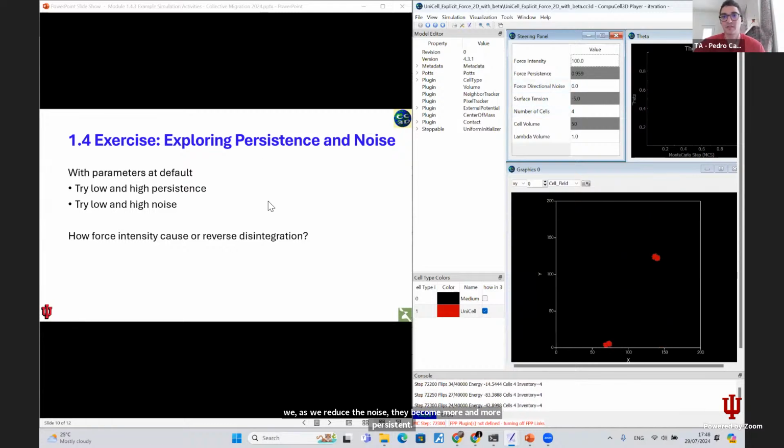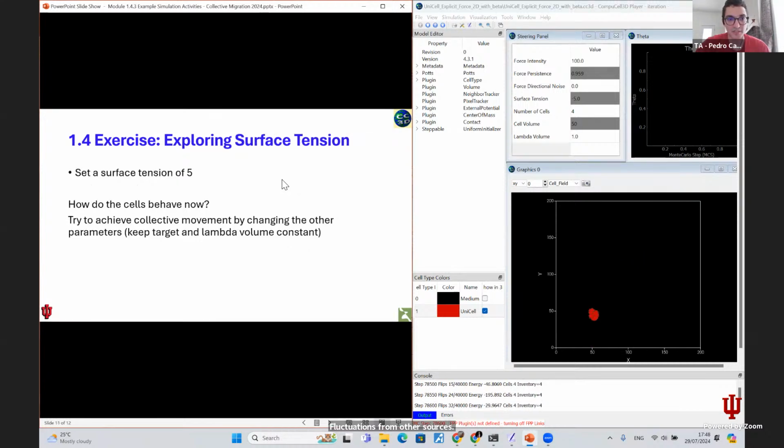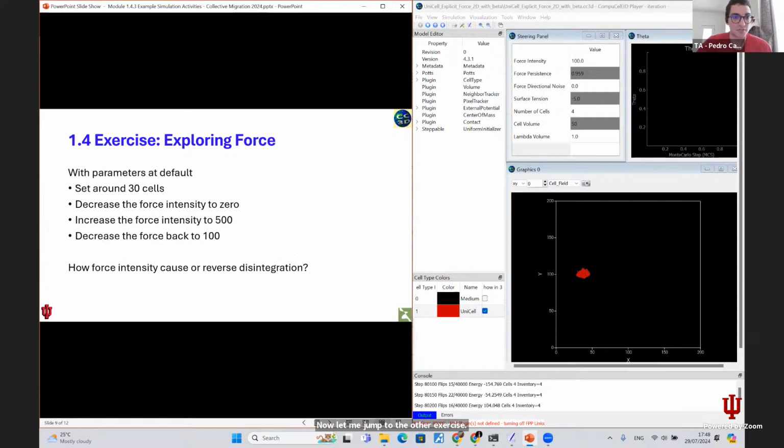By default, I leave the directional noise at 0 because we already have fluctuations from other sources. Now let me jump to the other exercise. Exploring surface tension. Let me just see something. Exploring force. Okay, that's our next exercise.